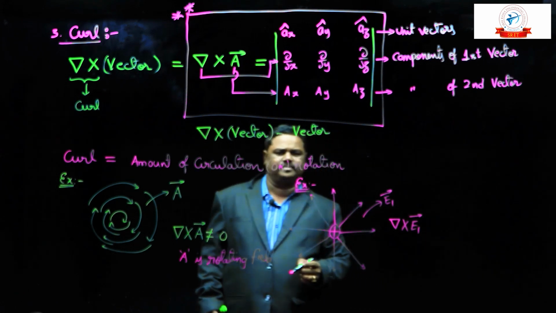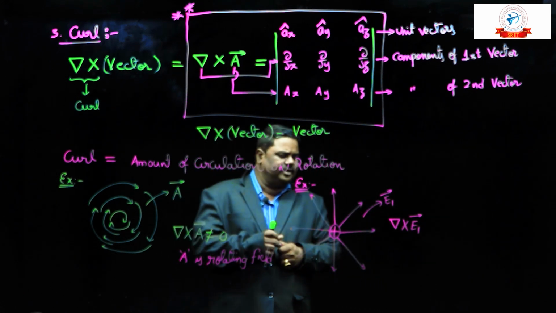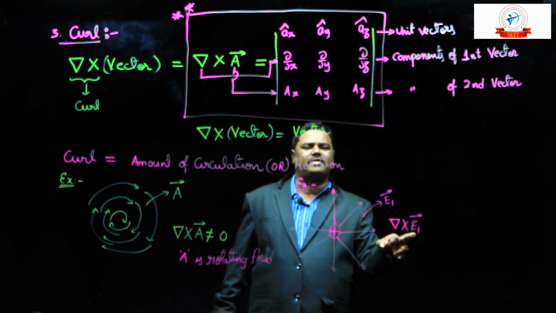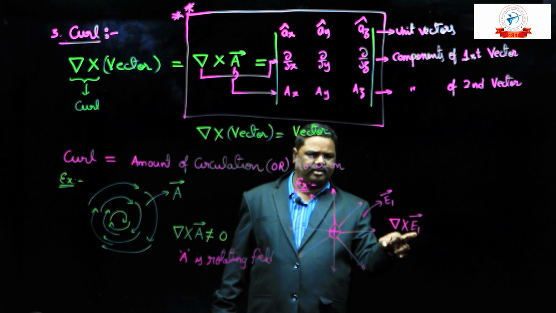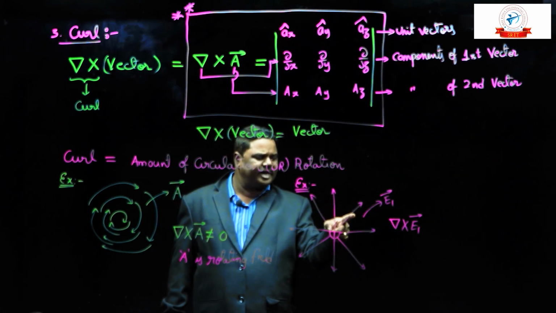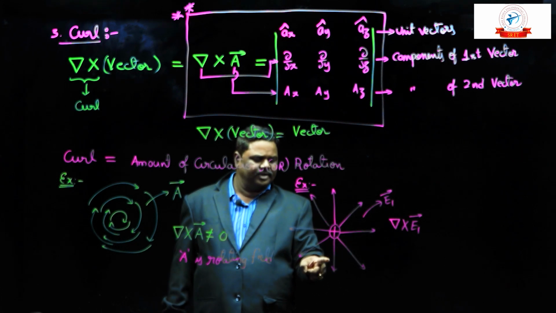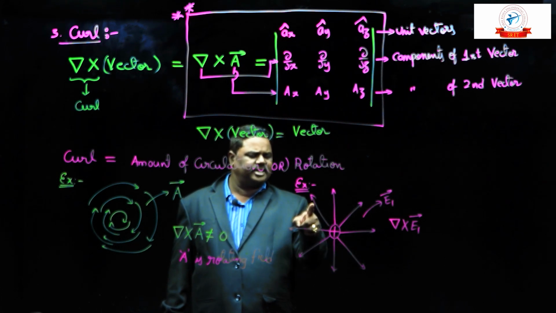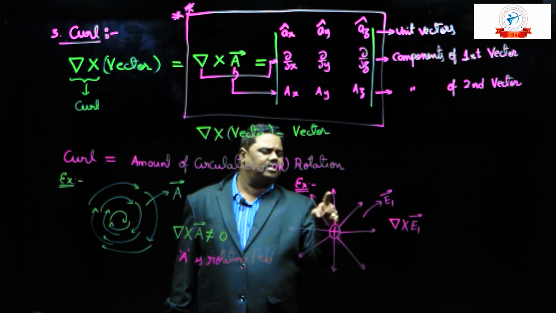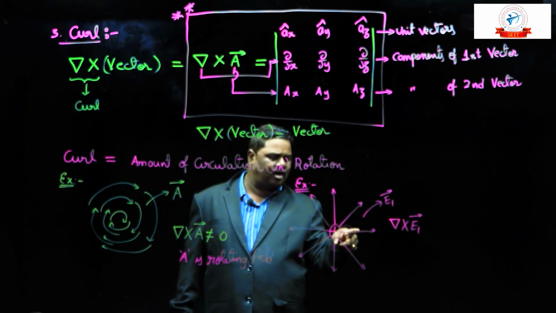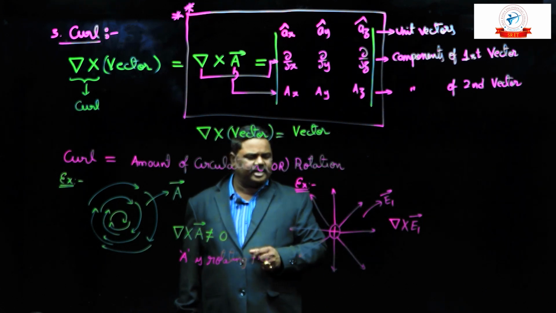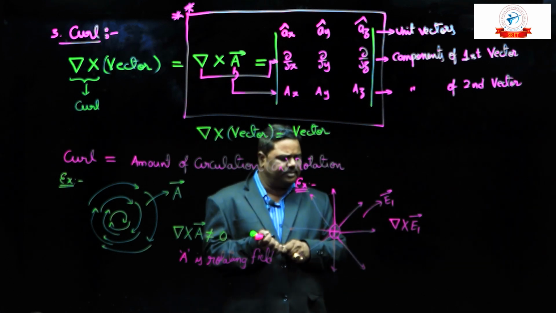What is the curl of E1 bar? Now just observe here, finding the curl of E1 bar means we are finding the amount of rotation or circulation in the vector field E1 bar. Looking at this diagram, is this field rotating or not? Everywhere the field is represented with straight lines, and a straight line never rotates. All the field lines or flux lines are represented with straight lines, so the amount of rotation in E bar must be equal to 0.